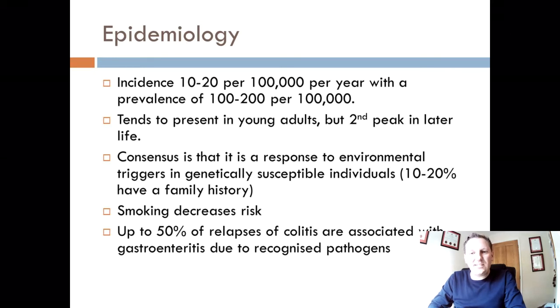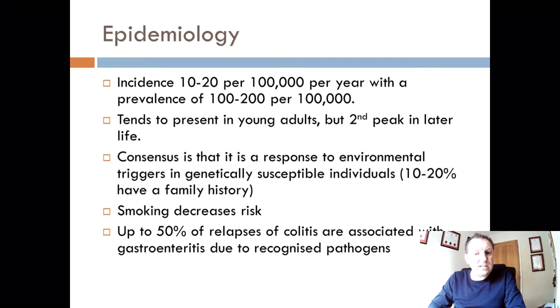There's a general consensus that it's a response to an environmental trigger in a genetically susceptible individual. So it's not a case of if you have the gene, you will get the condition. It's if you have the gene and something else happens, then you might get the condition. And it's not inherited directly, but there is clustering within families, and certainly with patients, if you take a family history, we'll find about 10 to 20% of them will have a family history of inflammatory bowel disease.